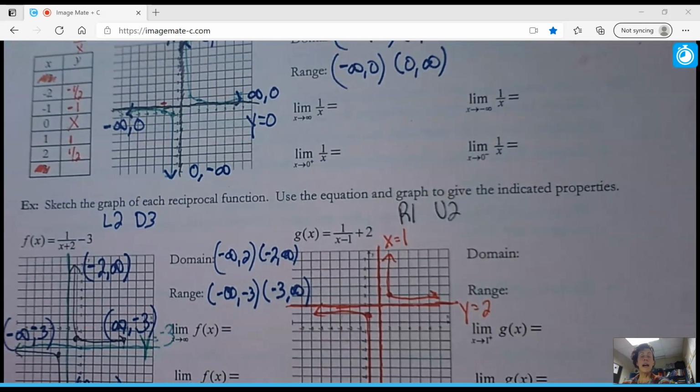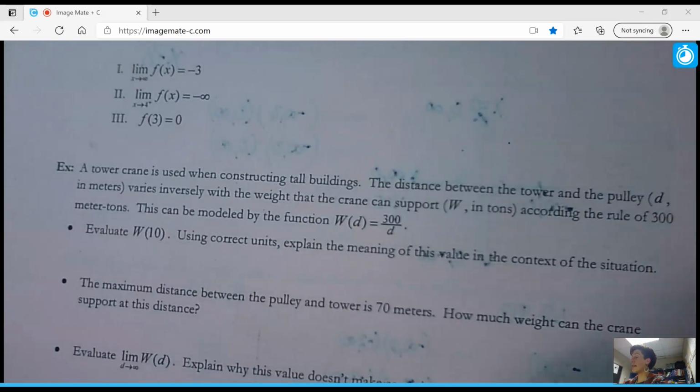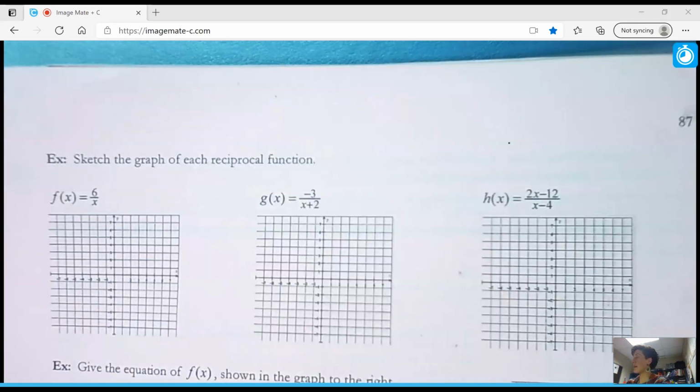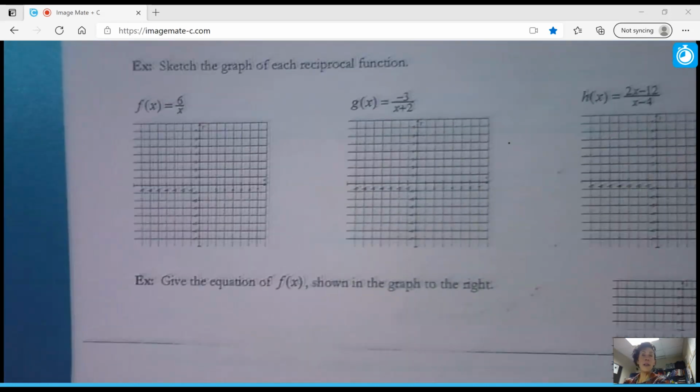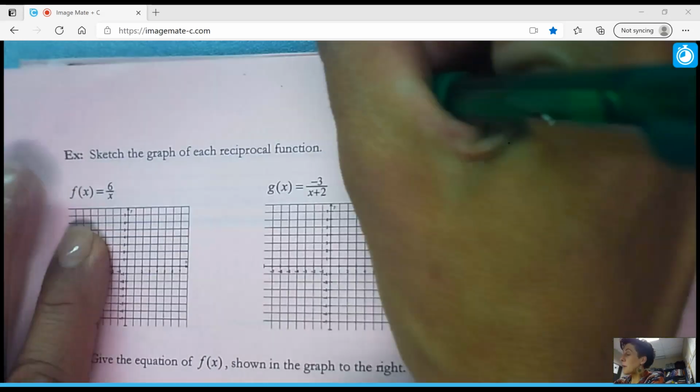All right? I'm going to skip the domain and the range on this one because we're going to try some other problems. So I'm going to flip over, and we're just going to do a little bit on the back, not too much because, again, we don't have time at the end of the year to get through all of this. All right, so let's start with a very basic function. Let's just take the 6 over x. So just writing this out again.